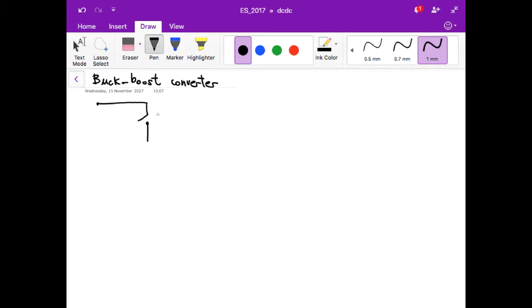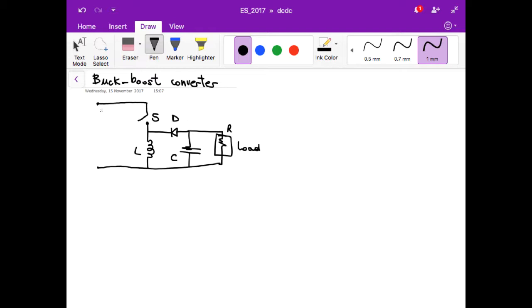Of course, as you can see, in these DC-DC converters we always use the same type of elements, because we want elements that do not dissipate power. And therefore we have inductances, capacitors, diodes, and switches. So this is the load, and this is Vin.